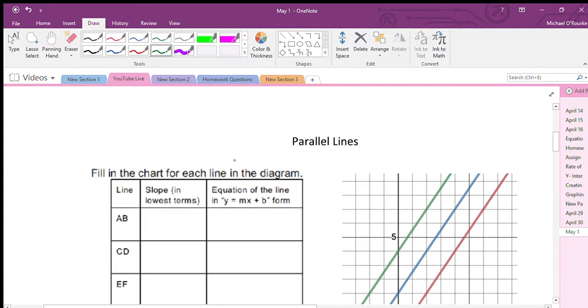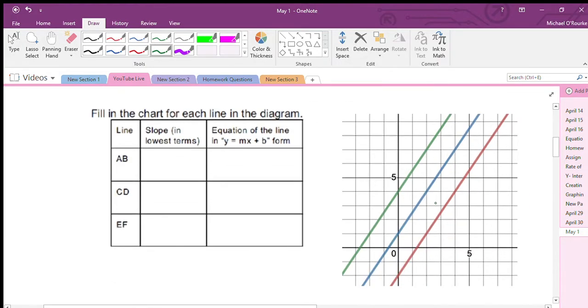Okay, so today we're working on parallel lines. What are parallel lines? Well, everyone kind of knows what parallel lines mean because we've all seen train tracks where the two rails, the two big pieces of wood, run parallel. They run beside each other. But in terms of equations and lines, what does it mean?